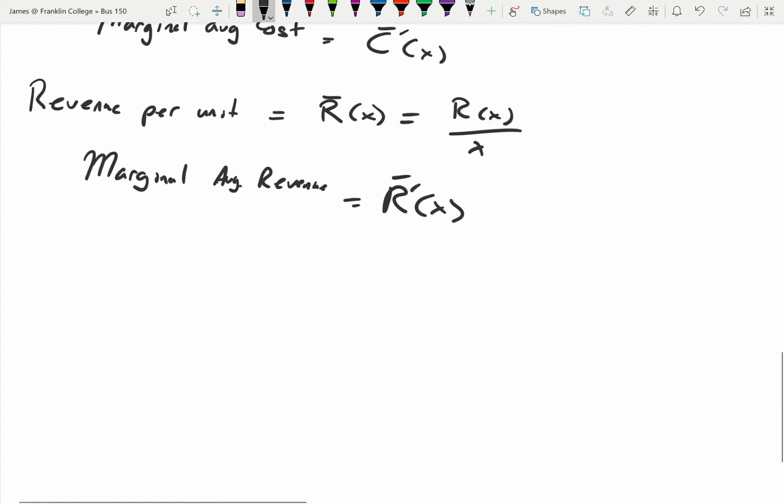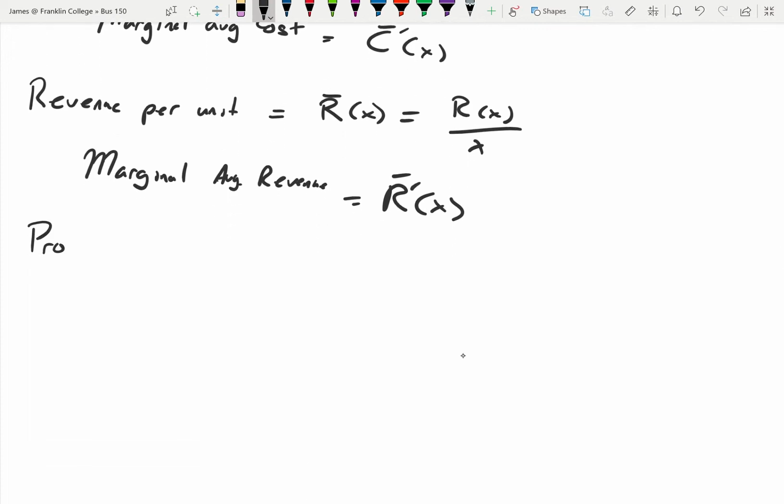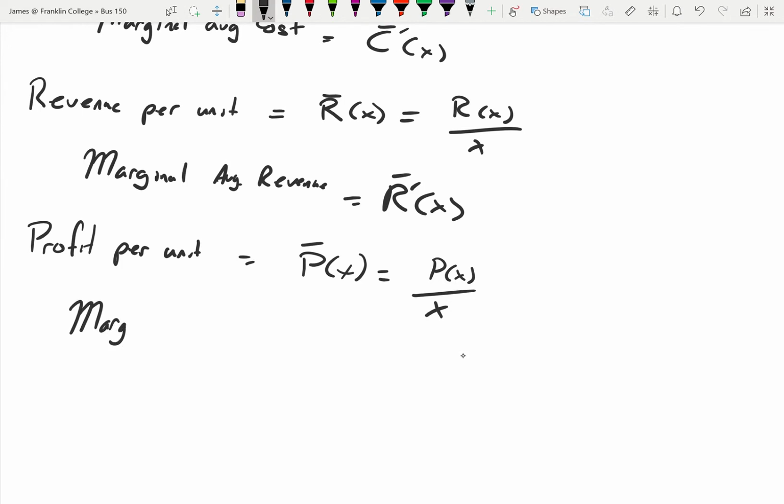And then we can have our profit per unit equation. Well, that will just equal what we call P bar of x, which will just equal P of x divided by x. And then we can talk about our marginal average profit function, which will just be the first derivative of P bar. So let's do an example of these situations.